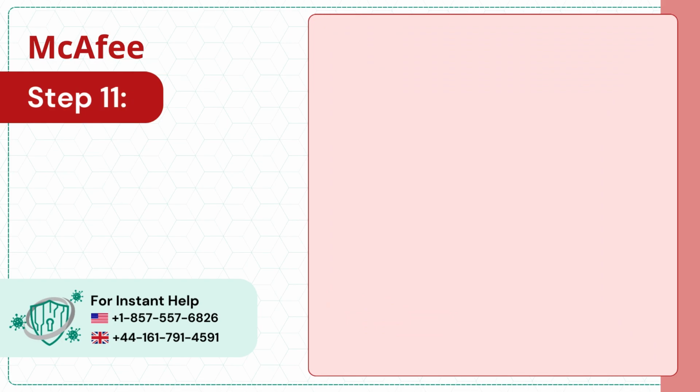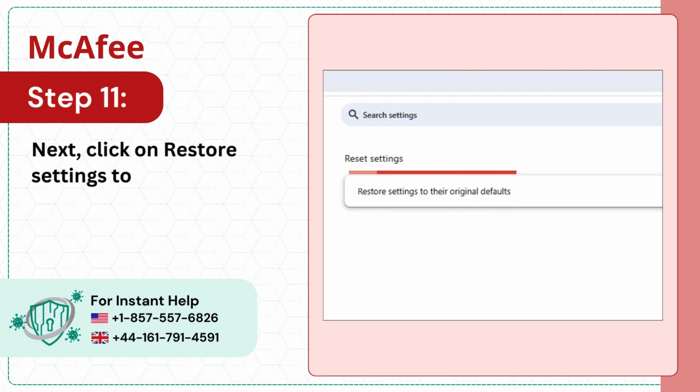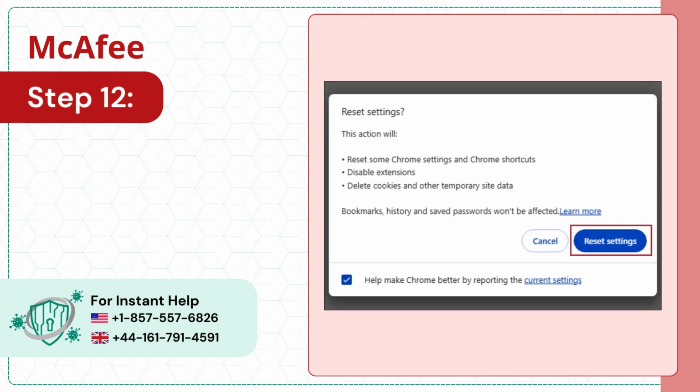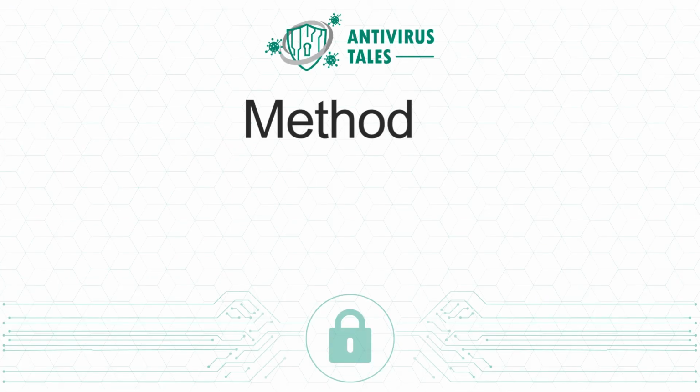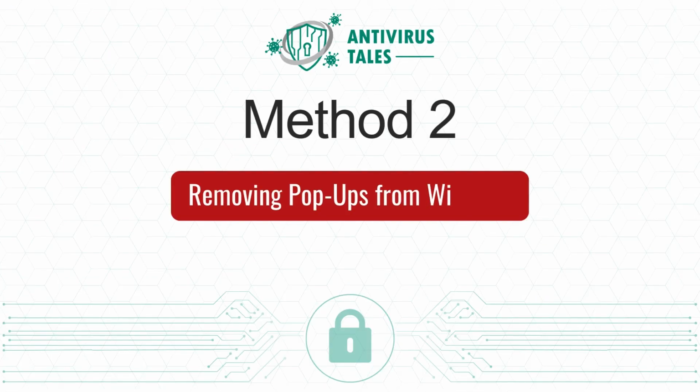Step 11. Next click on Restore Settings to their original defaults. Step 12. When the Reset Settings screen pops up, tap on Reset Settings. Method 2. Removing pop-ups from Windows.